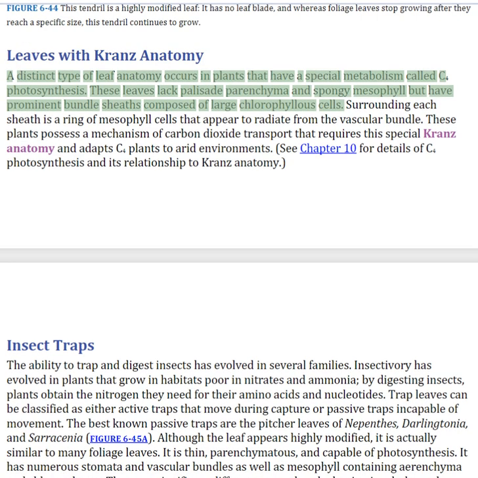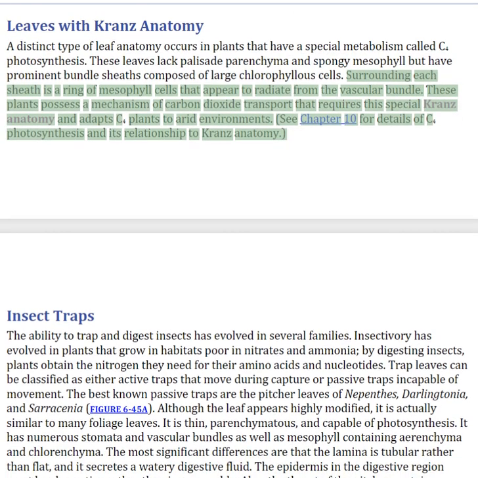Leaves with Kranz anatomy. A distinct type of leaf anatomy occurs in plants that have a special metabolism called C4 photosynthesis. These leaves lack palisade parenchyma and spongy mesophyll but have prominent bundle sheaths composed of large chlorophyllous cells. Surrounding each sheath is a ring of mesophyll cells that appear to radiate from the vascular bundle. These plants possess a mechanism of carbon dioxide transport that requires this special Kranz anatomy and adapts C4 plants to arid environments.